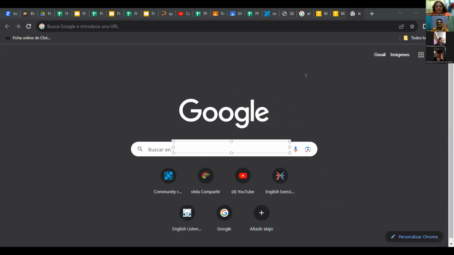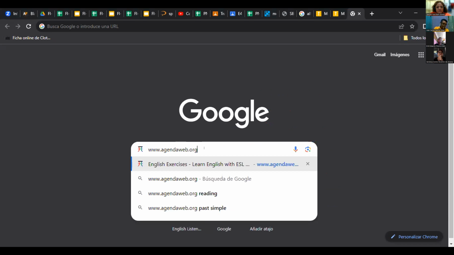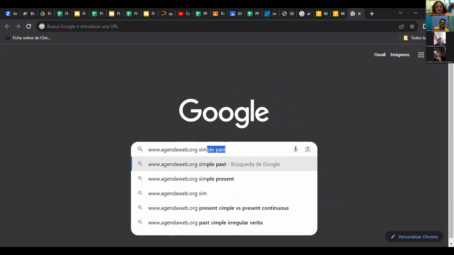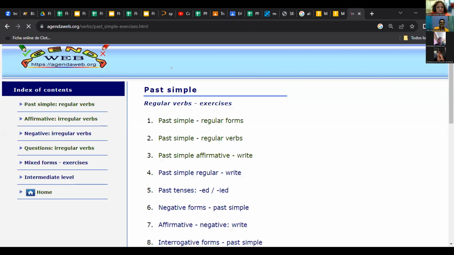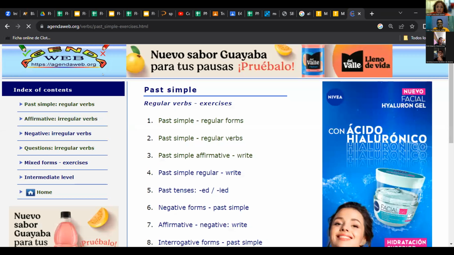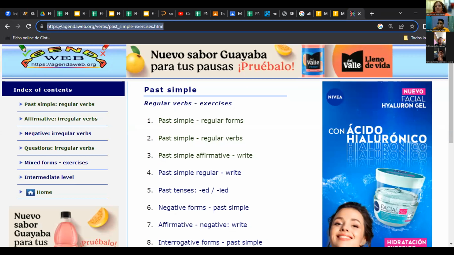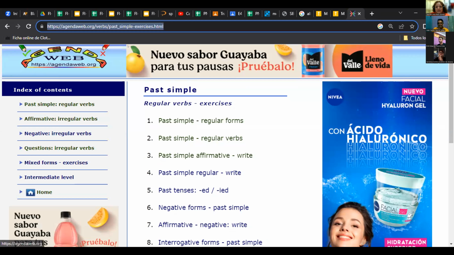Well, I'm going to go to this website, www.agendaweb.org. Simple past, exercises, mixed form, regular verbs. I'm going to send the link here. If you pay attention, you have an index of contents. Estos son ejercicios de pasado simple. Y usted puede dar gusto con estos ejercicios. Yo le mando el link ahorita. I'm going to send the link right now.